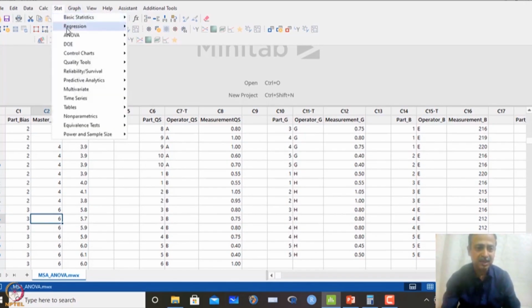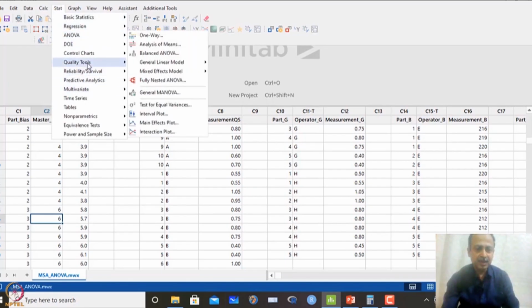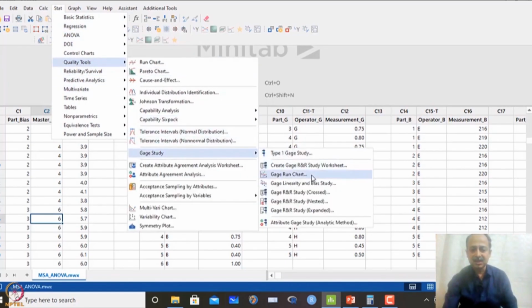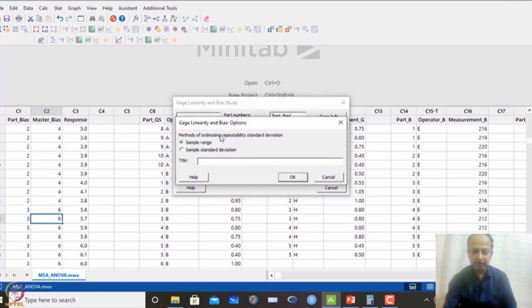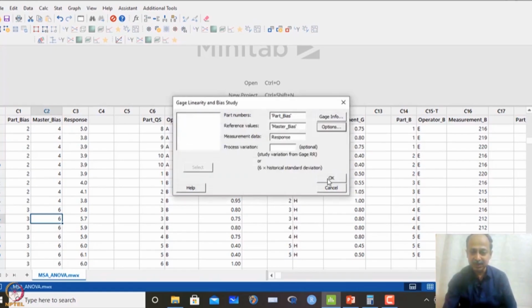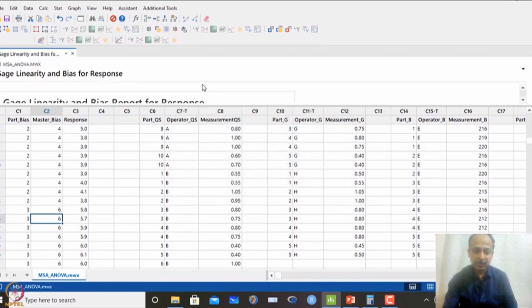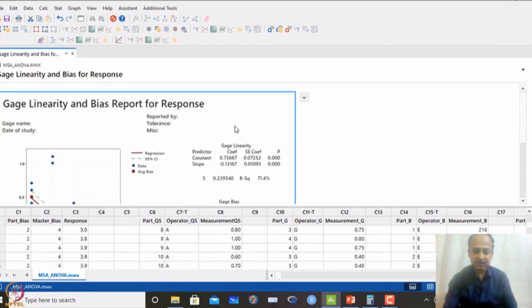So, for that what we have done is, in Statistics, we have gone to Quality Tools, then Gauge Studies, and Gauge Linearity and Bias. Then we have given the part as master over here and the response over here. There is an option of process variability, which I am not giving at present. Then there is the method of estimating standard deviation, which will be used for the t statistics and for the p value calculation. So, what you observe over here are the results.